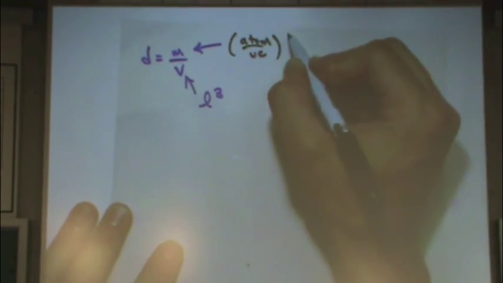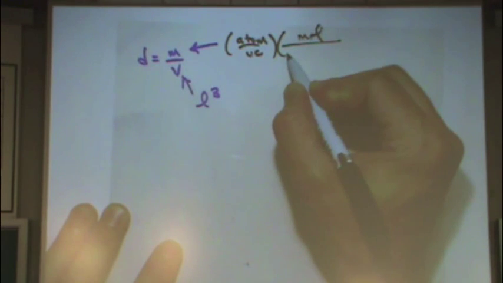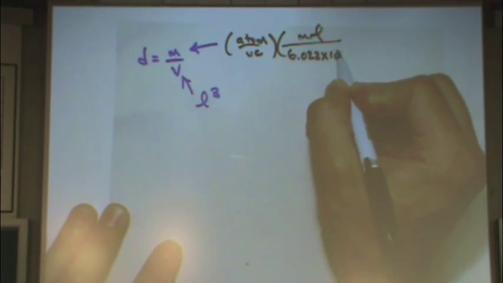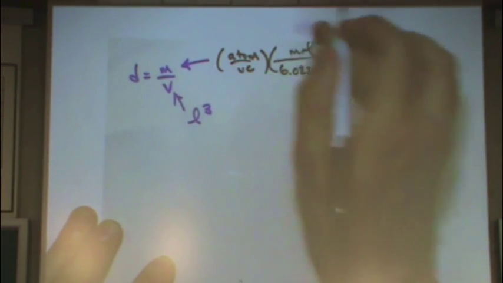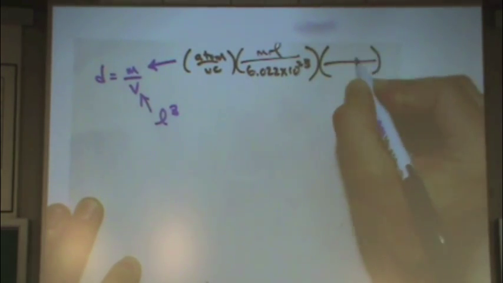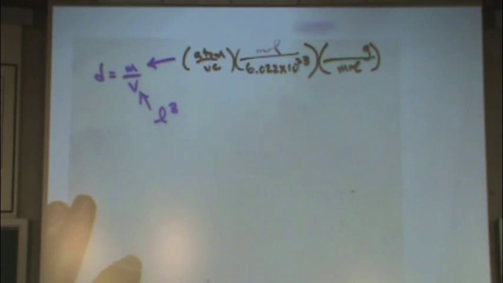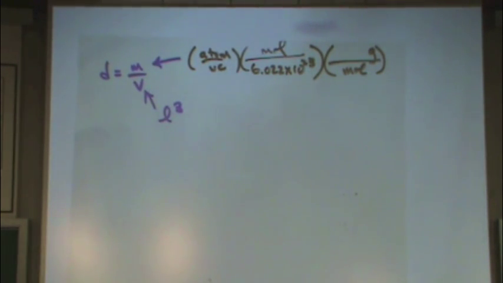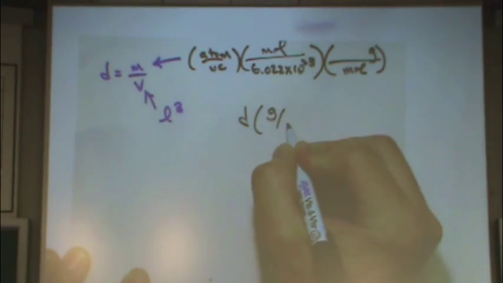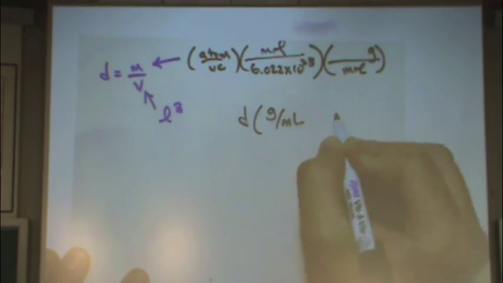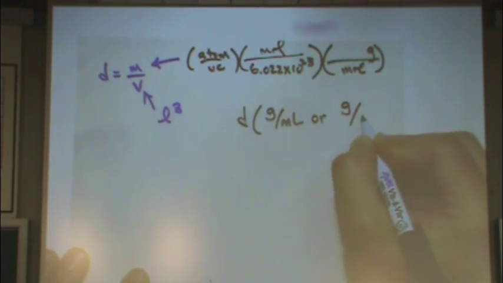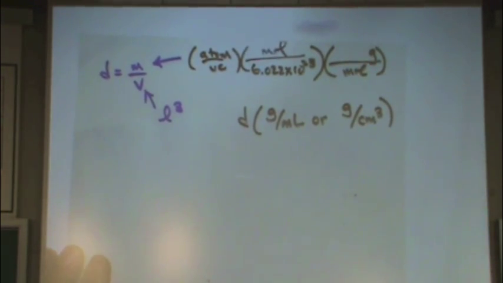Hopefully that makes sense. So, atoms per unit cell, first convert to moles, 6.022 times 10 to the 23rd atoms per mole. And then convert moles to grams, which is the molar mass of whatever entity you're working on. Make sure you're in the right units. Usually we want density in grams per milliliter, or the same thing, grams per centimeter cubed. Those are the same units. So make sure you put it in the right units, divide mass by volume, and you should be set.